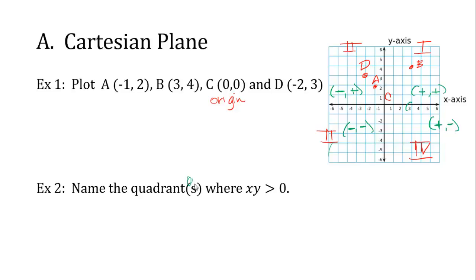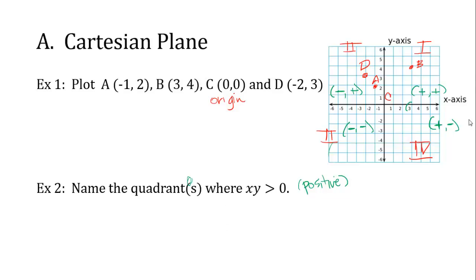So you will occasionally have a question like this. Name the quadrant or quadrants where the product of x times y is greater than 0. That means it's positive. Okay, so you and I know that in order to multiply two numbers and get a positive product, the sign of those two numbers needs to be identical, either both positive or both negative. So we look back at our Cartesian plane and decide where are the x and the y signs identical.